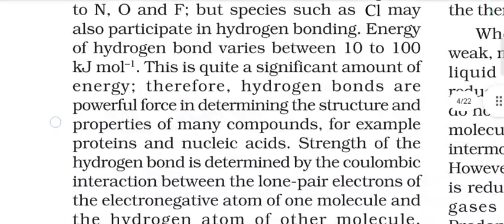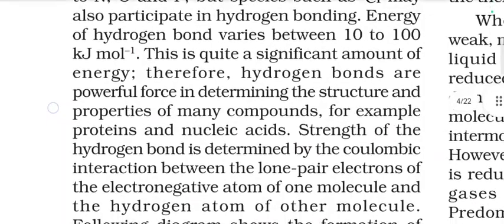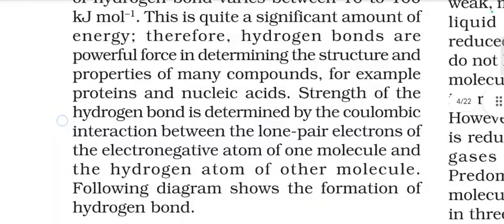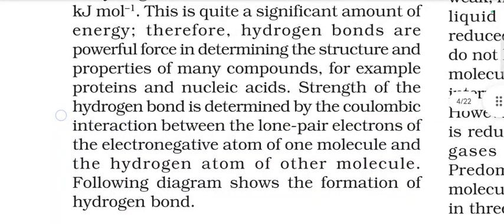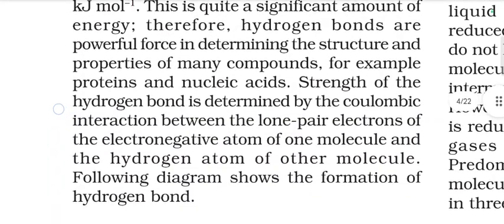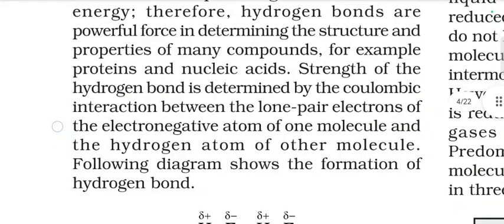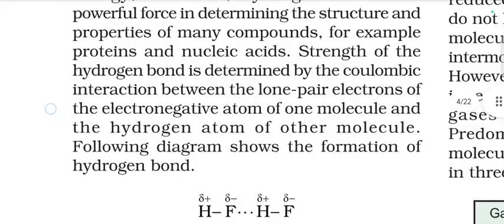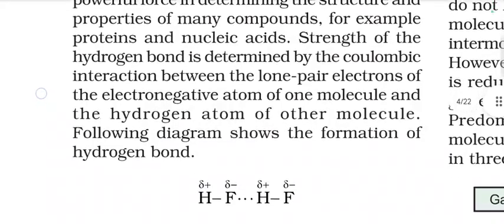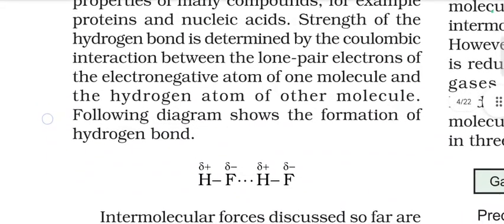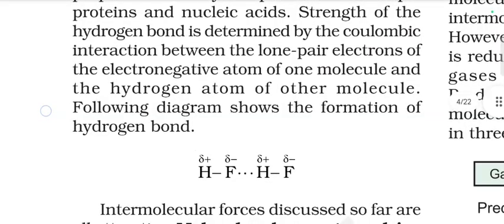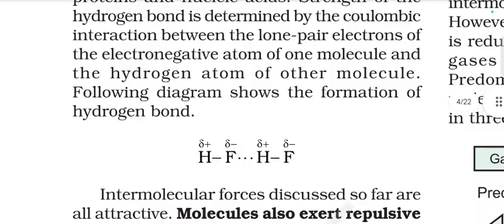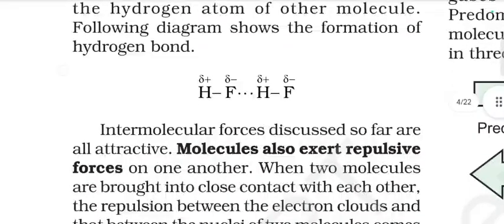Energy of hydrogen bond varies between 10 to 100 kilojoule mole inverse. This is quite a significant amount of energy. Therefore, hydrogen bonds are a powerful force in determining the structure and properties of many compounds, for example, proteins and nucleic acids. Strength of the hydrogen bond is determined by the Coulombic interaction between the lone pairs of the electronegative atom of one molecule and the hydrogen atom of another molecule. The following diagram shows the formation of hydrogen bond.